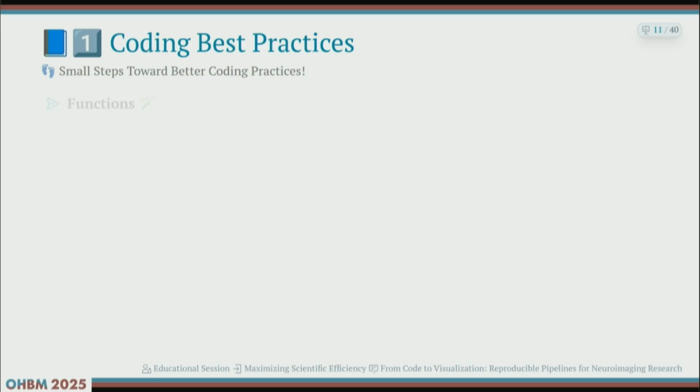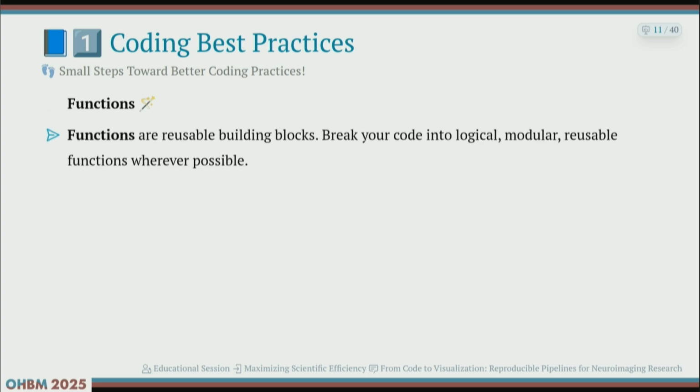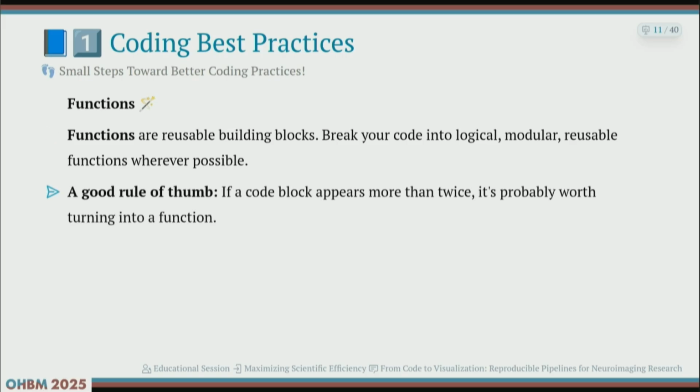The next point is use of functions. It's generally good to use functions in your code. Functions are basically blocks that make your code more modular and help you in terms of not repeating something multiple times within your script. And as a good rule of thumb, if you have something in your script that is repeated more than twice, that's probably a sign that it could become a function.